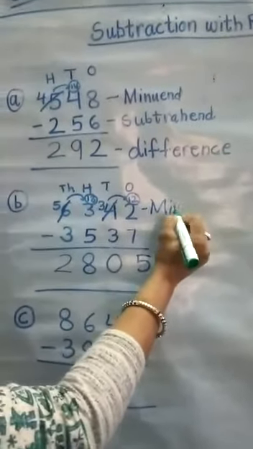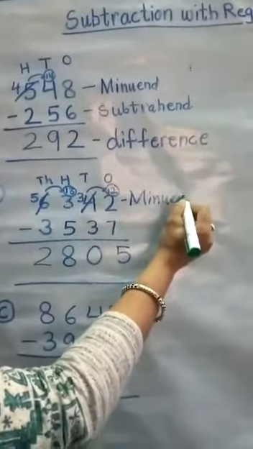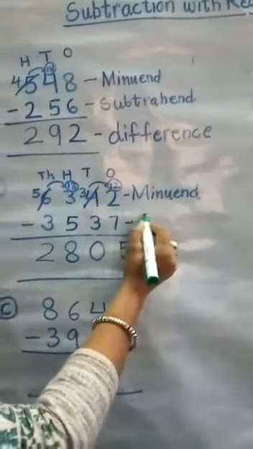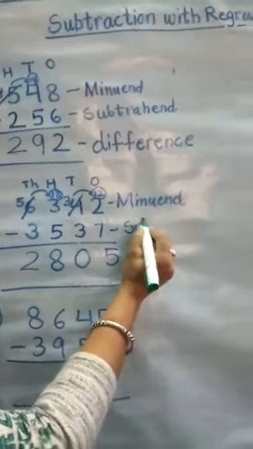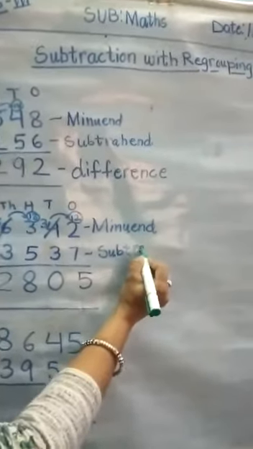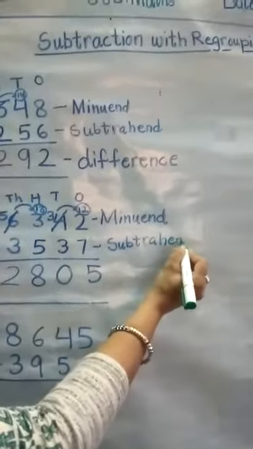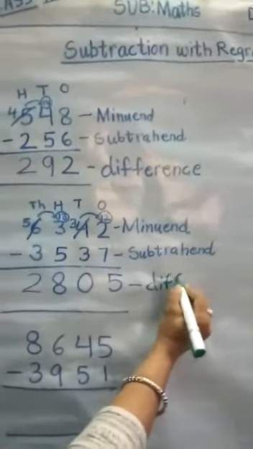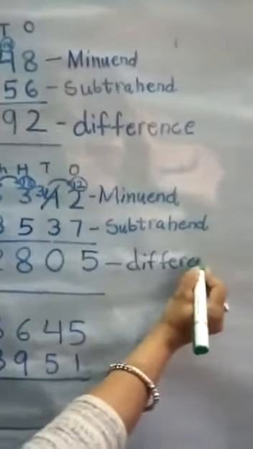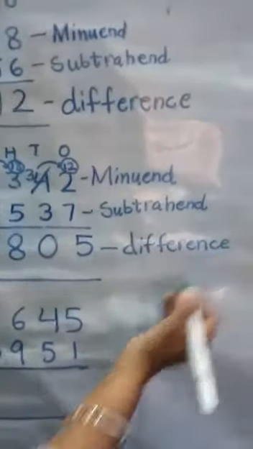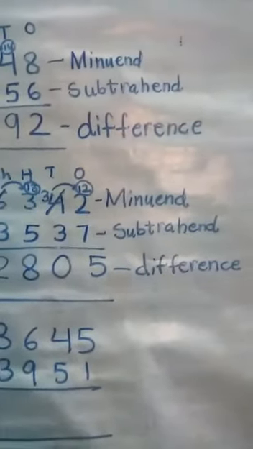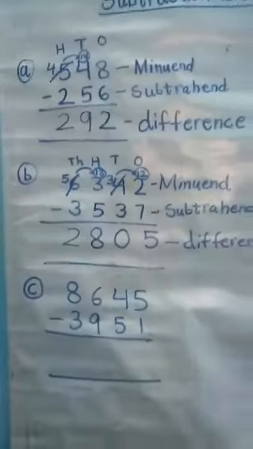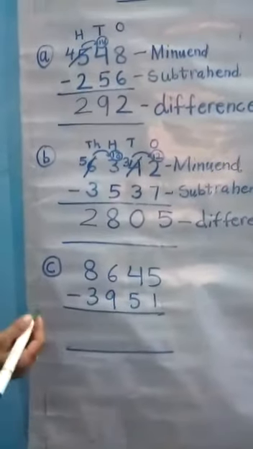So again I am going to show you. This one is the minuend. This one is the subtrahend. And the answer is the difference. When two numbers are there and we want to subtract them, we are getting the difference between the given numbers. So come to the C part.